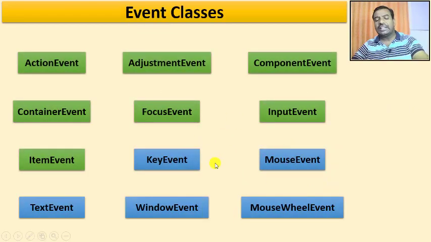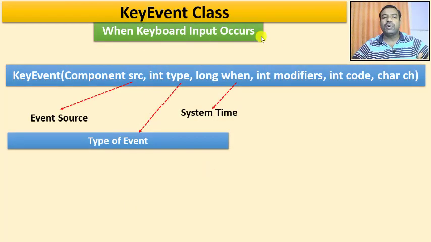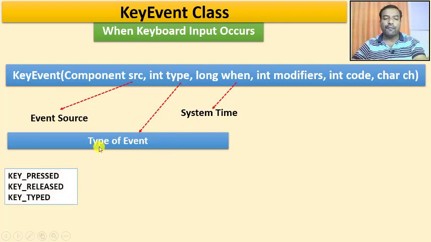And now if I talk about the key event, or the keyboard event, this will be raised whenever there is input from the keyboard. Hence the key event component is the event source, and I'm going to have the type of the event. I'll tell you what exact types of event there are, and I'm going to have the time when the key was pressed on the keyboard. The type of event can be key pressed, key released, or when I start typing characters from the keyboard.